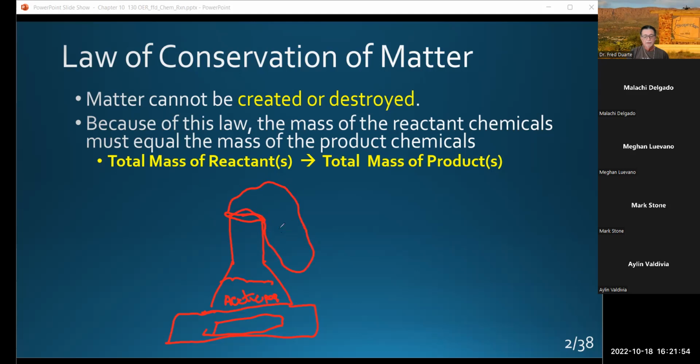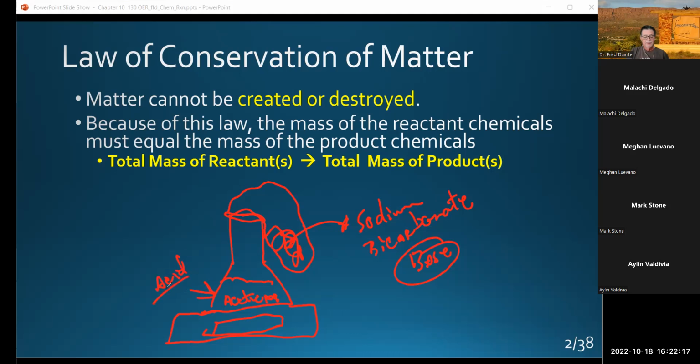And inside the balloon, we will put in some sodium bicarbonate, aka baking soda. Here's the base. Here's the acid. And then we'll weigh it. And just for argument's sake, say it weighed 100 grams. So everything, the balloon, the container, and so forth, 100 grams.